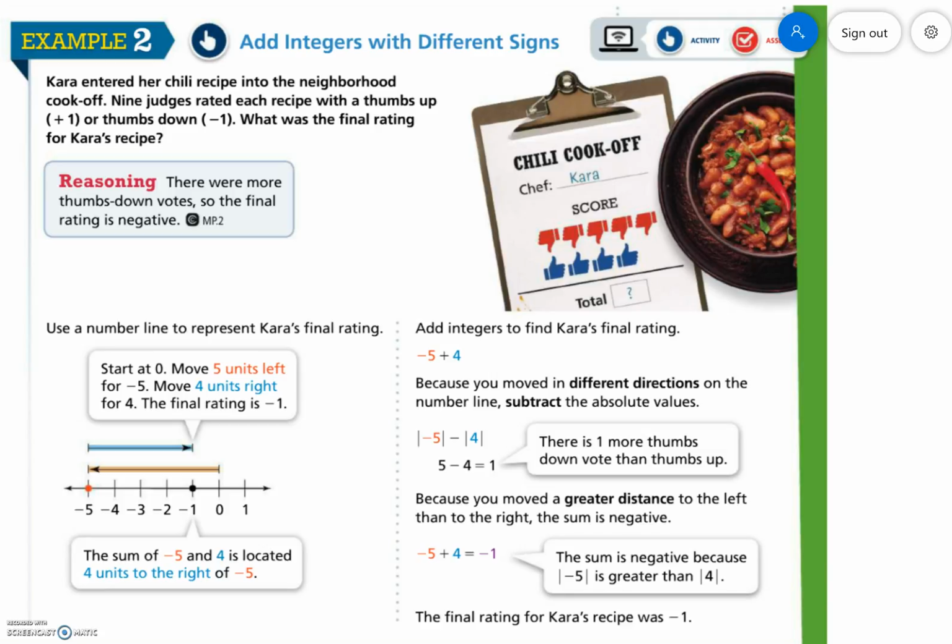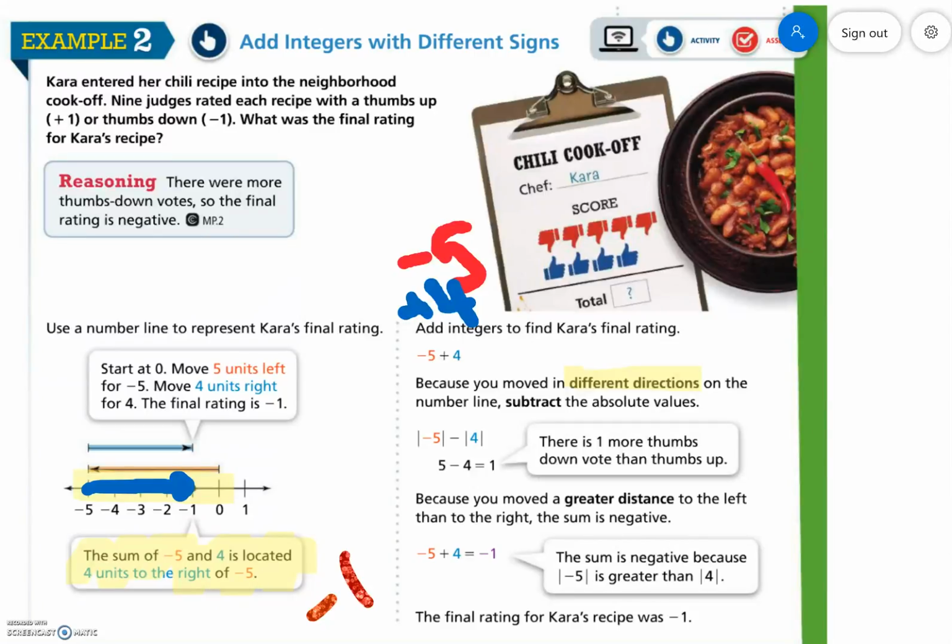So it looks like she had 5 thumbs down, and we said thumbs down are negatives, so that's -5. And she had 4 thumbs up, which is +4. So the first thing we're going to do is start at 0 and go back 5. But then we went up 4 and landed at -1. So the sum of -5 and 4 is located 4 units to the right of -5, which ends us at -1. Because you moved in different directions on the number line, you can subtract the absolute values. Because you moved a greater distance to the left than you did to the right, the sum is negative.